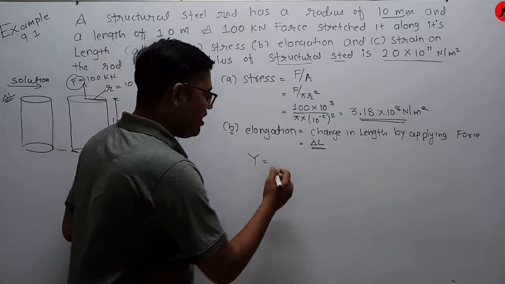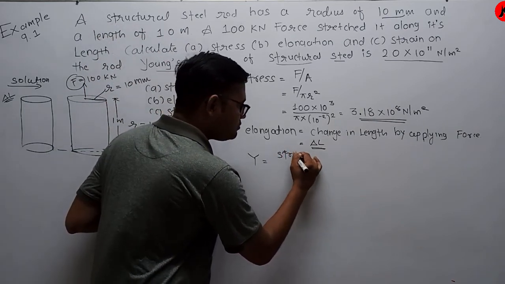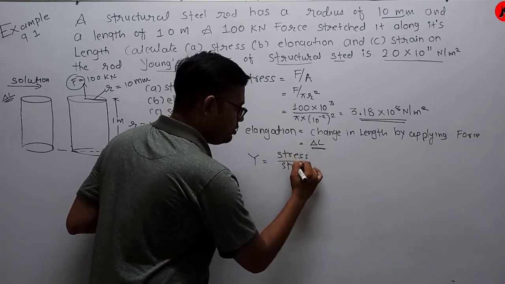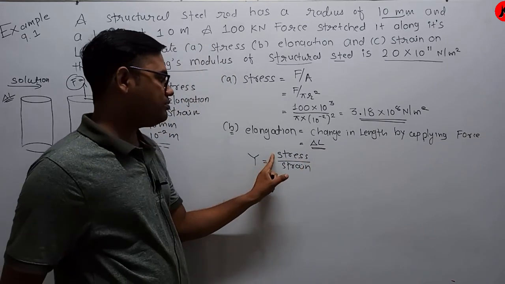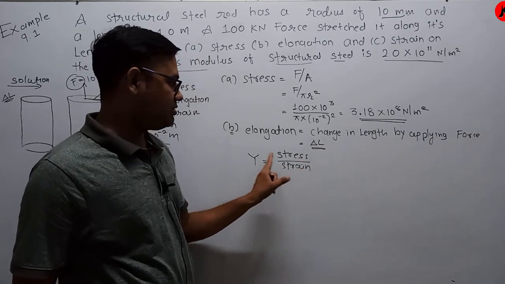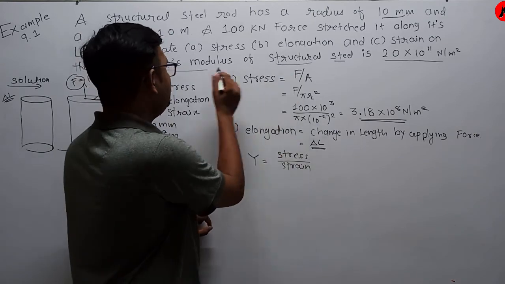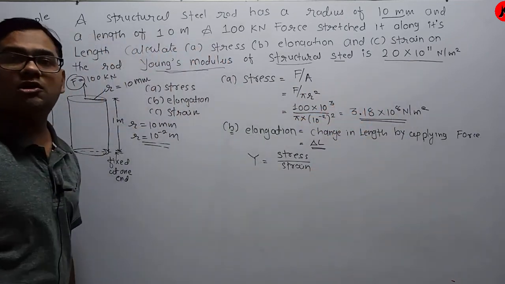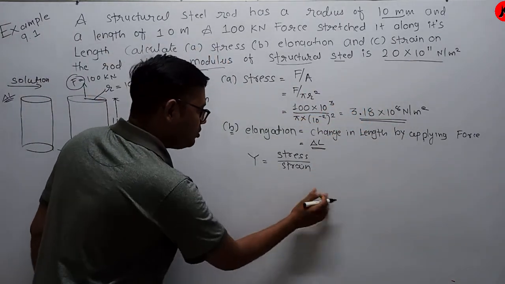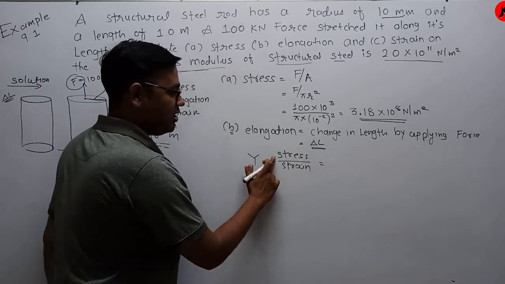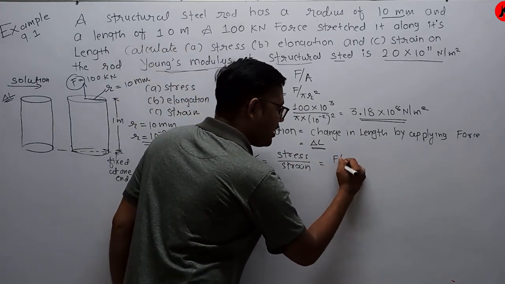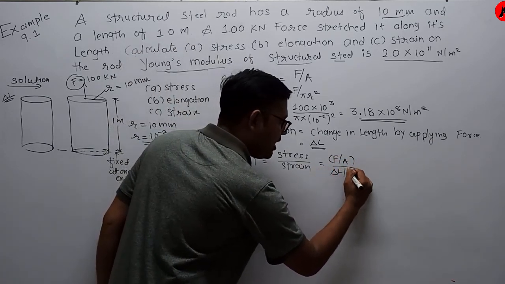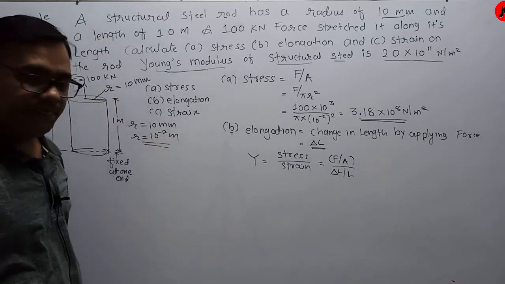Young's modulus is defined as the ratio of stress to strain. The ratio of stress to strain is nothing but the Young's modulus Y, and here the value of Young's modulus is given as 2.0 into 10 raised to 11 Newton per meter square. Now simplifying this, the equation for stress is F by A and strain is given by delta L by L in this case.